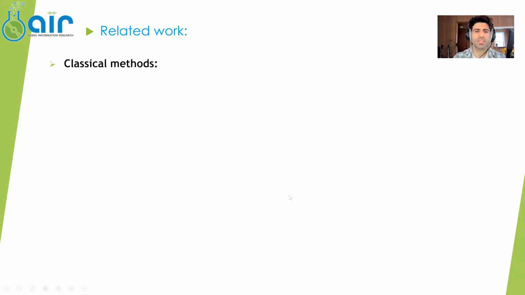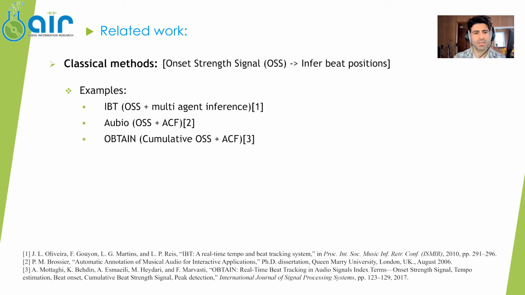So let's start with the related works. We divided the related works into two categories. The category number one is the classical methods, and the category number two is deep neural net-based methods. Classical methods utilize onset strength signal as the main feature, and then they extract the beat positions based on some probabilistic inference models. So here you can see three examples of classical methods. All are using onset strength signals.